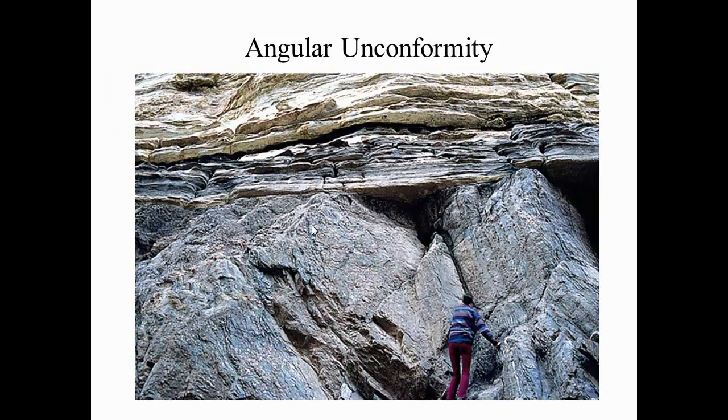Here's another example. Below we have highly angled sedimentary rocks. Above, the sedimentary rocks are horizontally layered. So we can easily pick out the angular unconformity, that old erosional surface occurring at the boundary between those two units. Everybody see this?